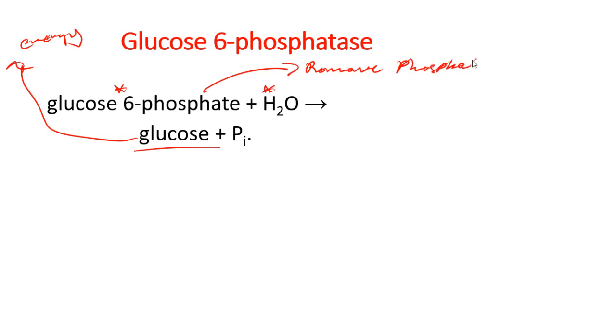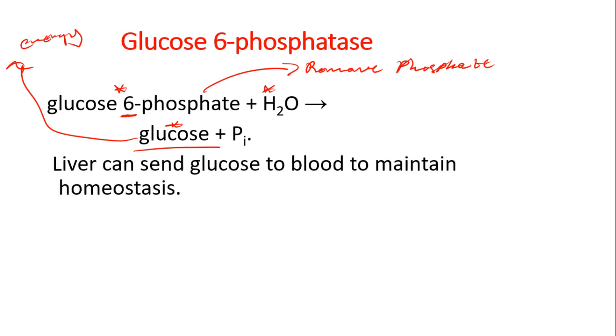So a phosphate group has to be removed on glucose, and this phosphate group is normally attached on carbon number 6. So when the phosphate group is removed, it's going to give us what? Glucose and a phosphate group. Now after that, the liver will send glucose to the blood, and it's going to maintain the process of homeostasis.